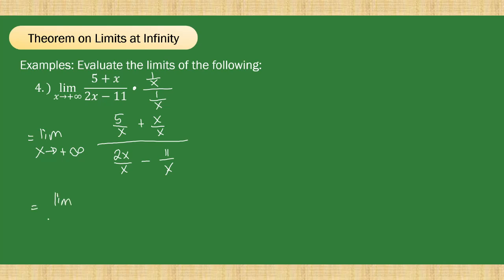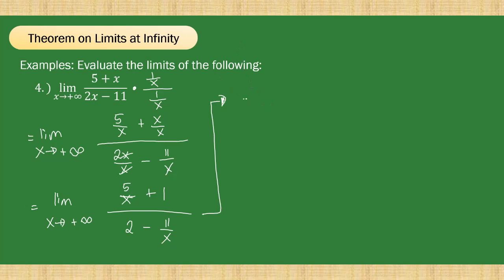So, meron tayong limit of x approaches positive infinity. 5 over x will just be 5 over x. X over x will just be 1. Ito, matatanggal na si x, madidivide na, 2 na lang yung maiiwan. Minus 11 over x. In that way, may makikita tayong dalawang fraction na nagko-conform dun sa pattern ng theorems on limits at infinity.